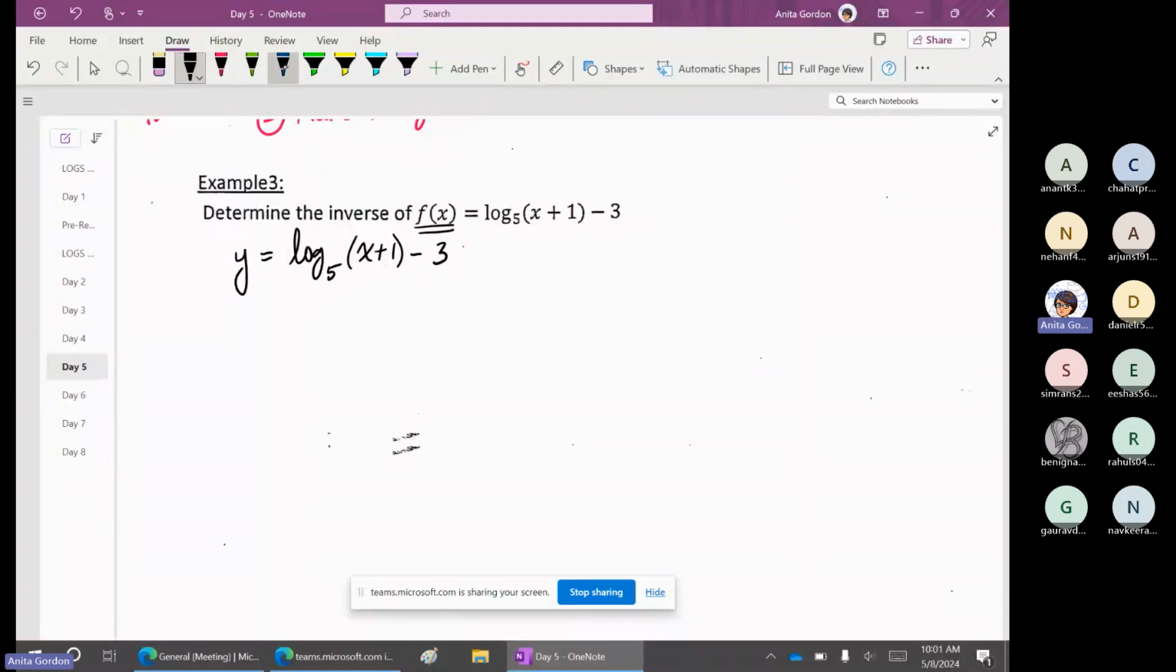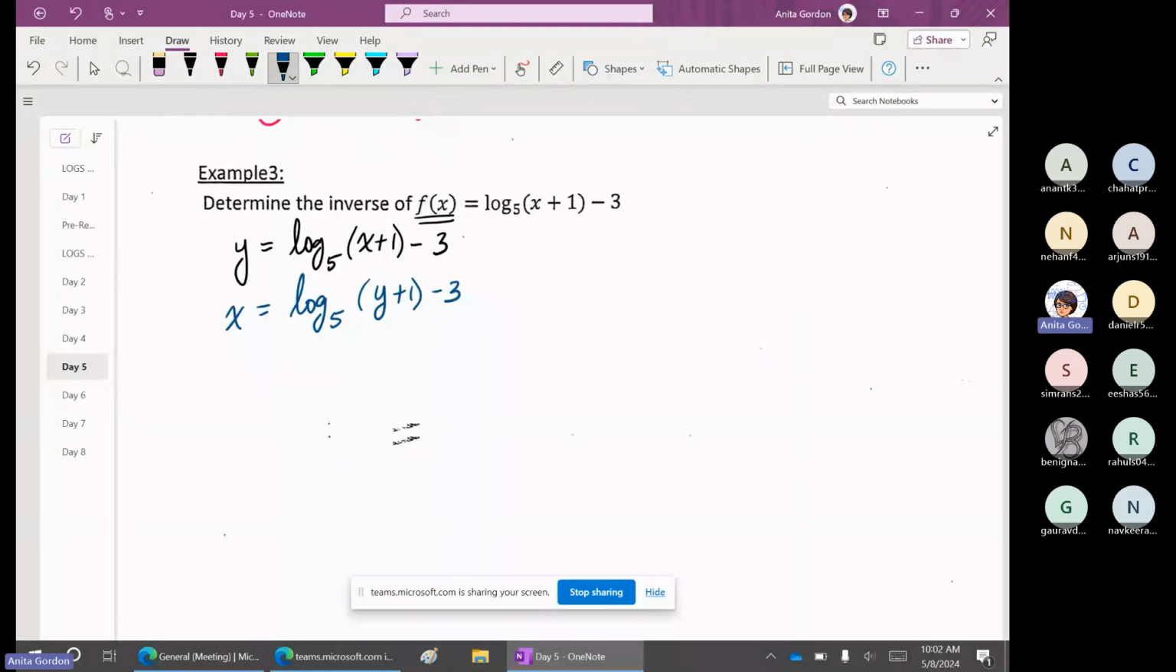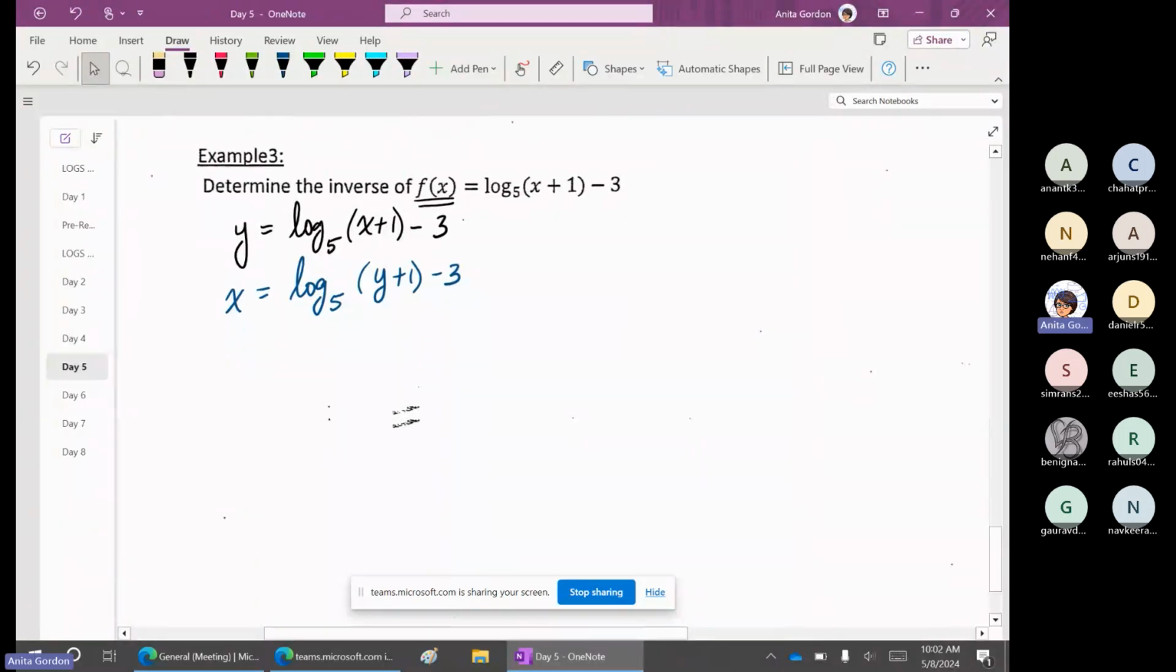Okay, so invert it first. Swap the positions of the x and the y. x equals log base 5 of (y plus 1) minus 3. And essentially, backwards, let's get the y by itself. That's always our goal, right? So this becomes x plus 3 equals log base 5 of (y plus 1).